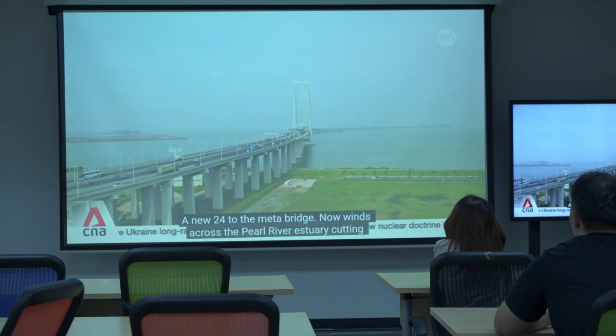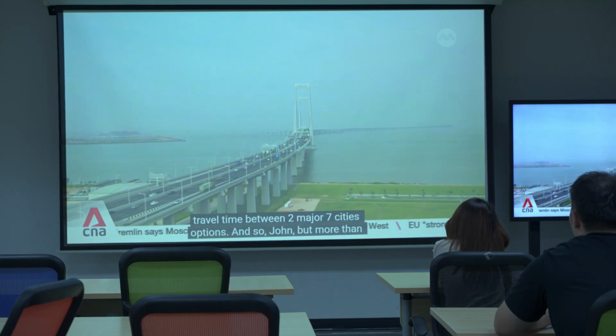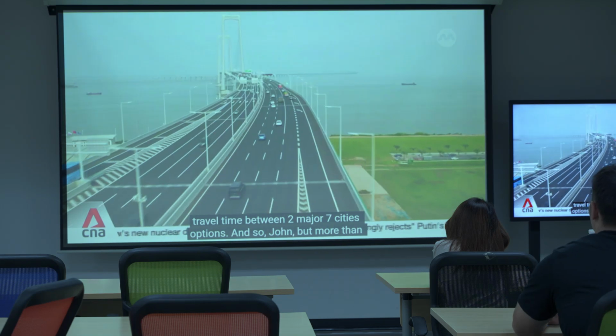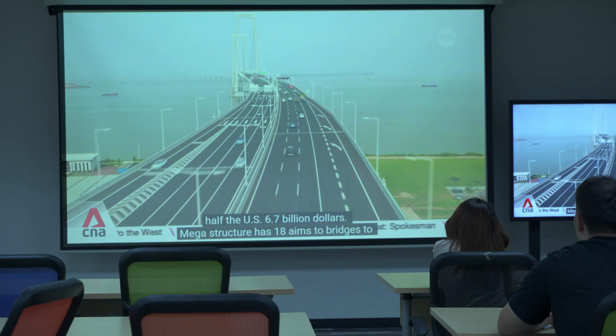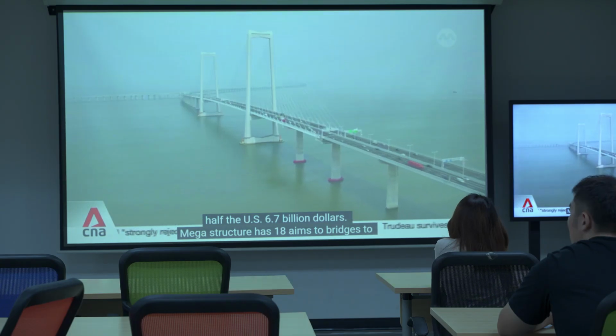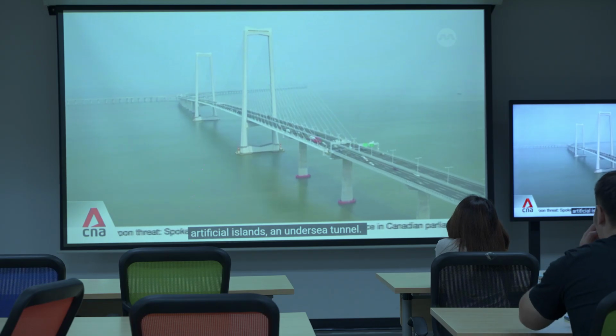A new 24-kilometer bridge now winds across the Pearl River estuary, cutting travel time between 2 major southern cities of Shenzhen and Zhongshan by more than half. The US $6.7 billion megastructure has 8 lanes, 2 bridges, 2 artificial islands, and an undersea tunnel.